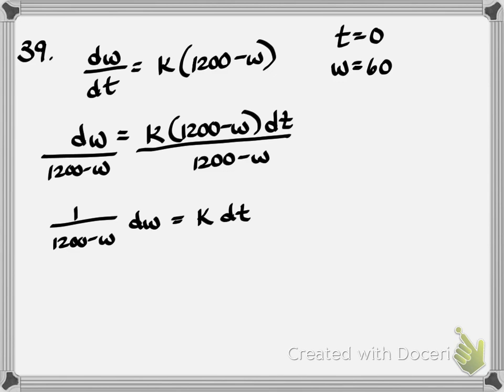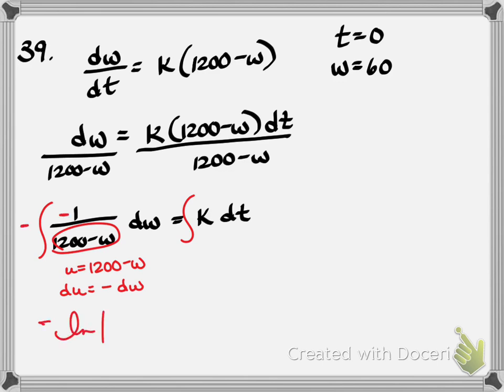And we're ready to integrate. This is our u. So if u is 1200 - w, then du is negative dw, so we just need a negative. So that's negative absolute value of 1200 - w. And on this side, we just need a t, so kt + c.